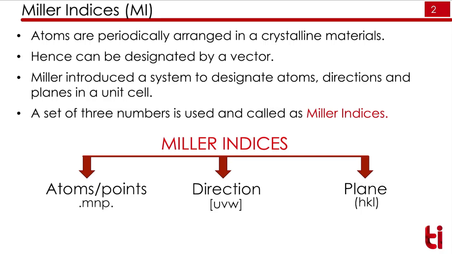For direction we use a square bracket, and U, V, W are the indices along x, y, z axes. For plane we use a round bracket and denote the position of the plane or the index of that plane by H, K and L. So we will see them now one by one.